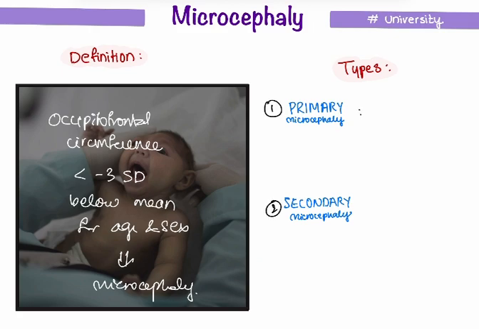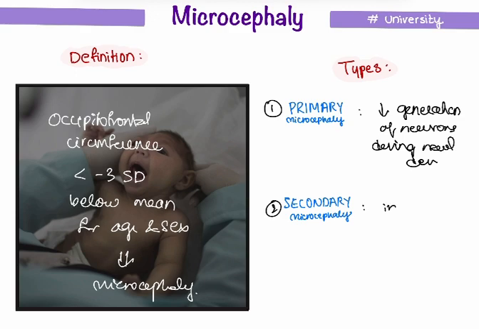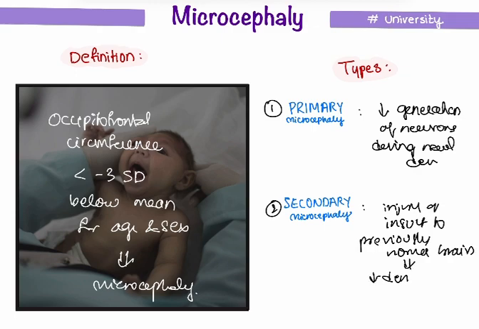Primary microcephaly occurs due to decreased generation of neurons during neural development. Secondary microcephaly is caused due to injury or insult to previously normal brain. This causes decrease in dendrites and synapses.